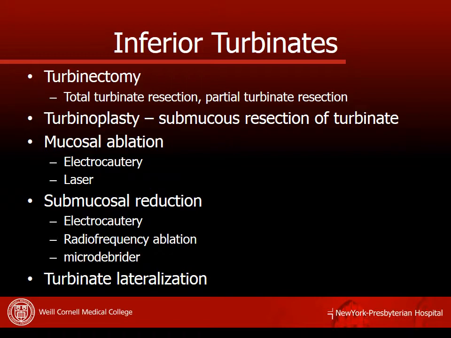and submucosal reductions are another surgery performed with either electrocautery, radiofrequency ablation, or microdebrider. And finally, a turbinate lateralization is a procedure that's usually performed with the above four reduction procedures.